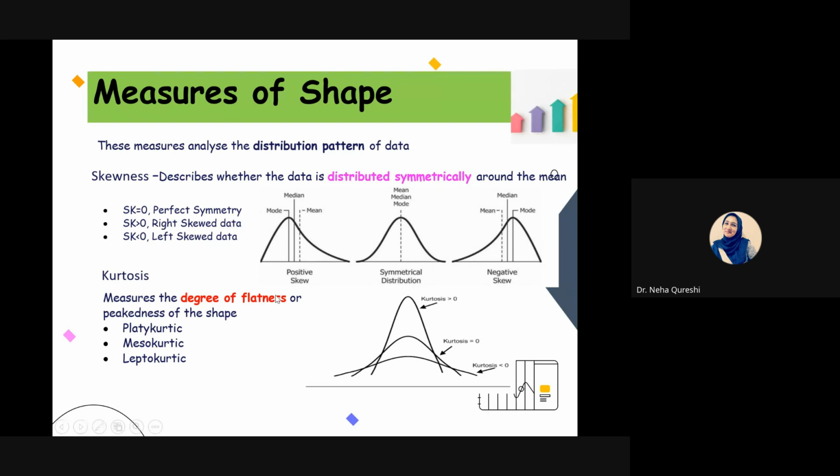Fine. Kurtosis, on the other hand, gives you the peakedness or the flatness of the curve. If it is highly peaked, it is called leptokurtic. If it is moderately peaked, it's called mesokurtic. And if it is flat, it's called platykurtic. And the ideal kurtosis value for a normal distribution is 3.